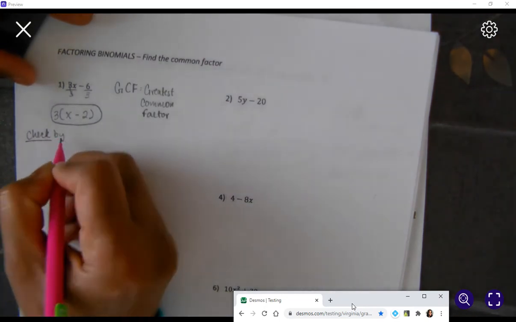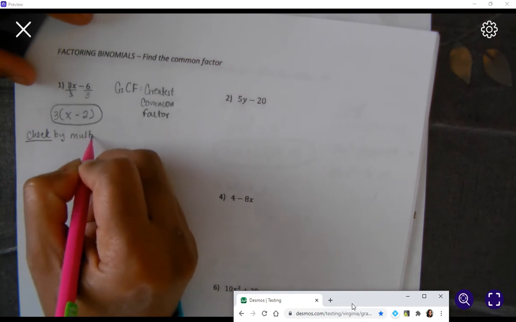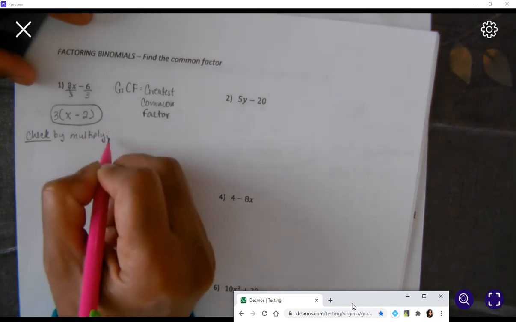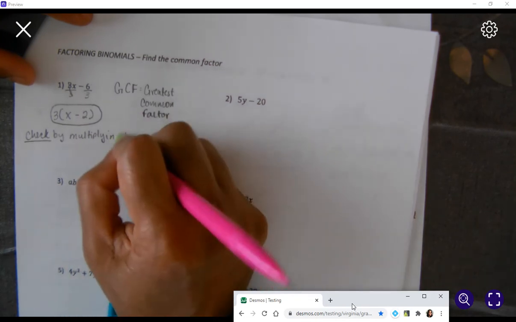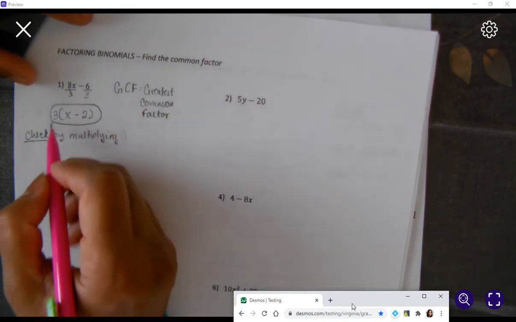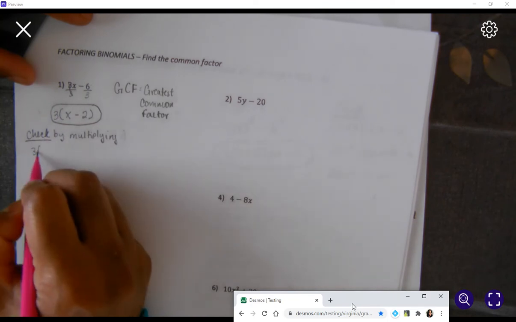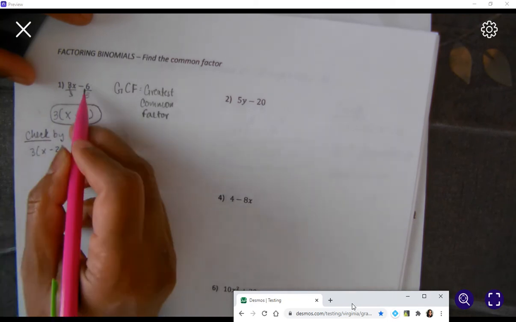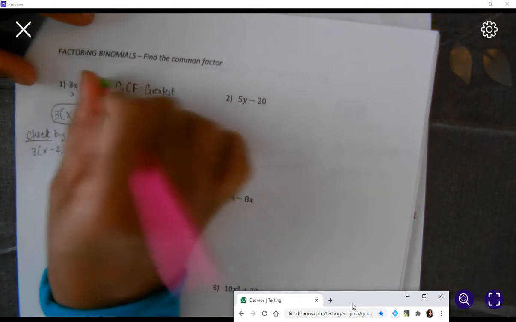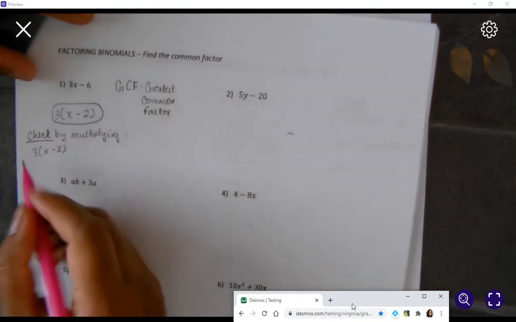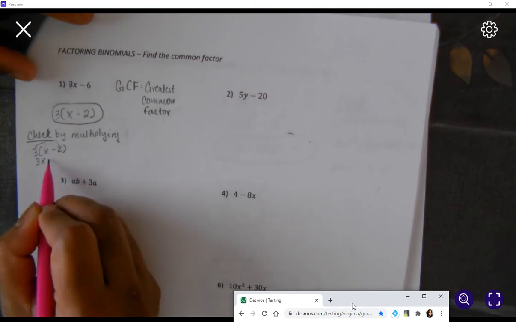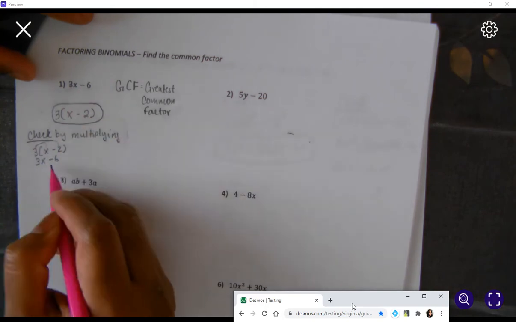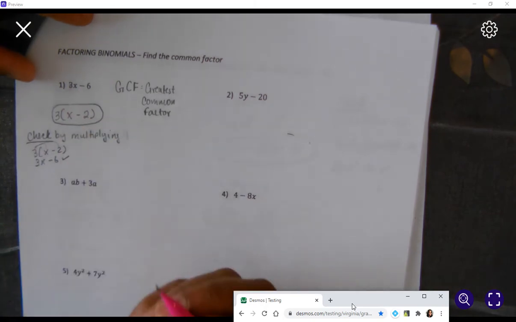Check by multiplying it out. So if this is your answer, and you want to check if this is the right one, you can just simply multiply it out. So you have 3 times x, which is 3x, and 3 times negative 2 is negative 6, and that's exactly what I have. So this checks out.